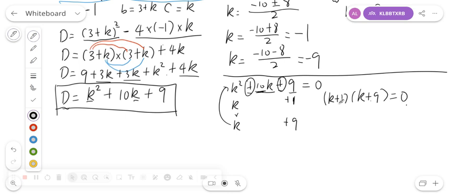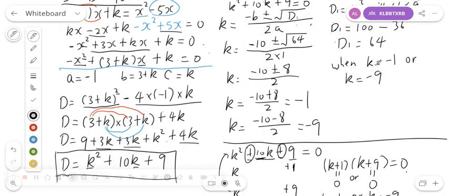It means either k plus 1 equals to 0 or k plus 9 equals to 0. As long as I have one of the brackets as 0, the whole result will give me 0. So that's why k equals to -1 or k equals to -9. So if you want to use this way to do your calculations, you can see we have exactly the same answer. So when k equals to -1 or k equals to -9, we have 1 point of intersection.